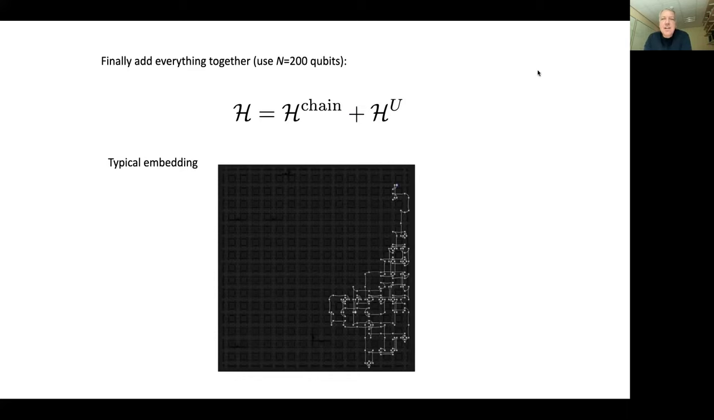Right. So, in this particular problem, we're done, basically. You take those contributions to the Hamiltonian, add them together, and put them into the machine. So you send it the J's and H's and see what you get. Just before I show you what you get, for this example, we took n equals 200 qubits, which is quite large. So this is the entire machine that you're seeing here.